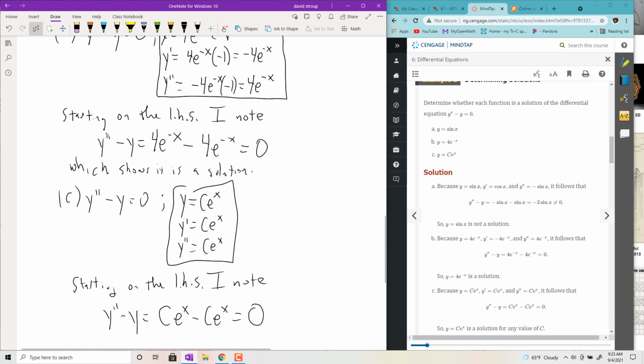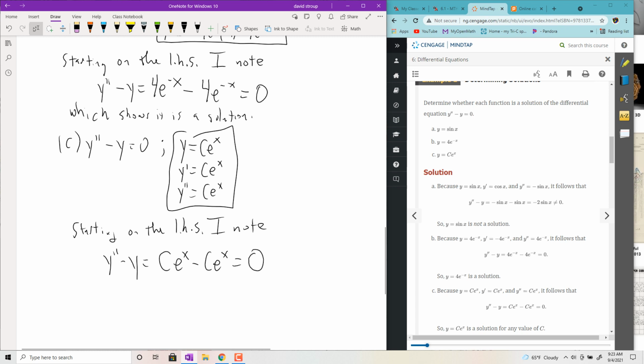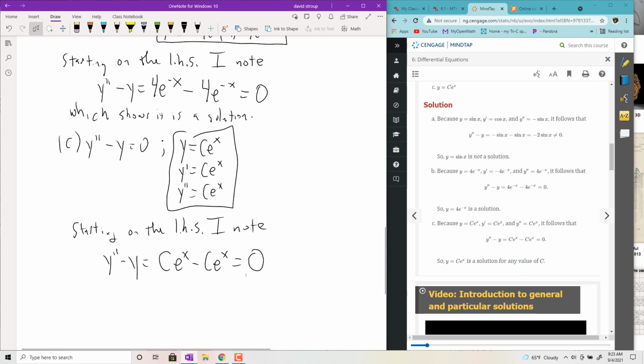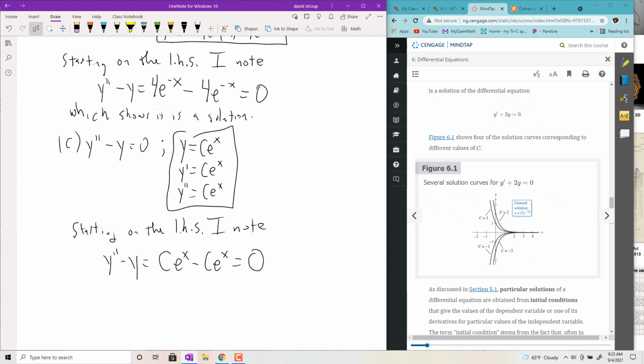So I think I misspoke when I said just because you see a c, it's a general solution. That's not necessarily the case. Okay, so I don't know. Let's kind of move on.